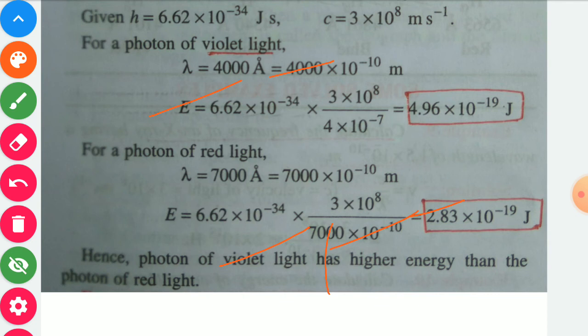So if we compare the energy of violet light and red light, the energy of violet light is more, that is 4.96 into 10 power minus 19 joule, and for the red light it is 2.83 into 10 power minus 19 joule. Therefore, a photon of violet light has higher energy as compared to the photon of red light.